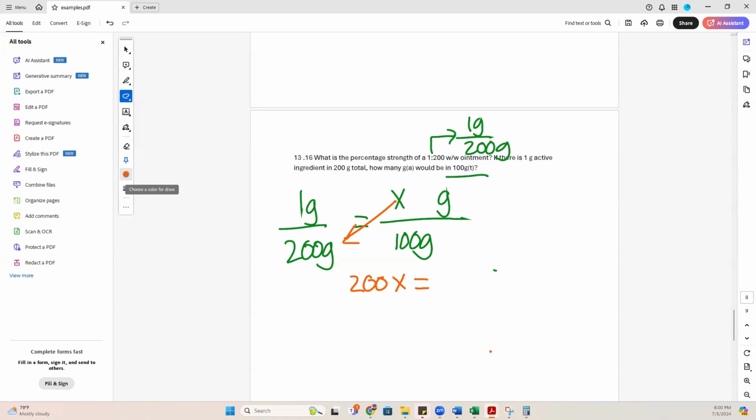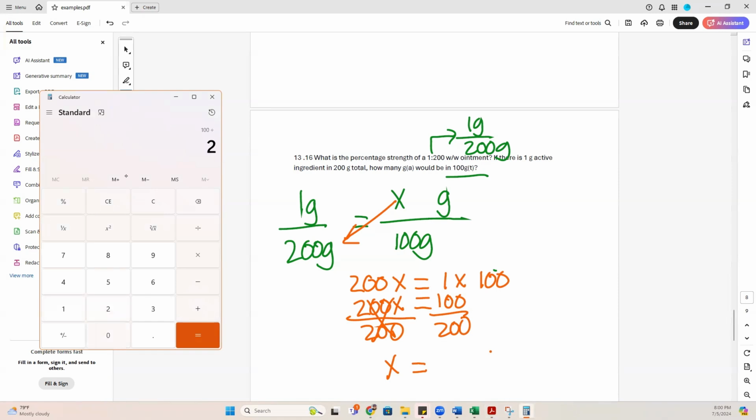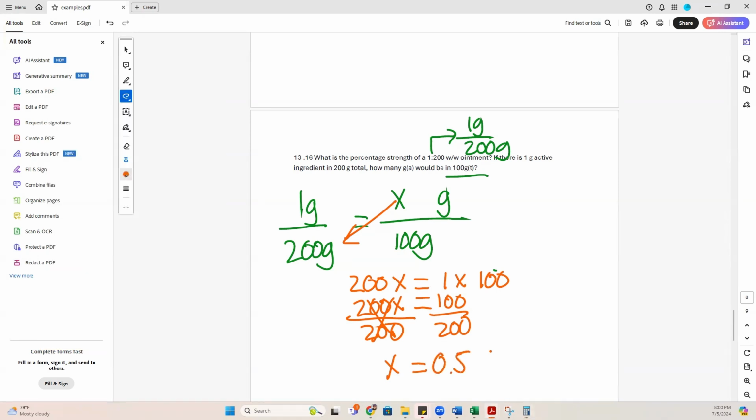200x is equal to 1 times 100. 1 times 100 is 100. 200x is equal to 100. We want to get x alone. So 100 over 200 gives us 0.5 grams. So that means there is 0.5 grams in 100 grams of total ointment, which is the same thing as 0.5% since it's over 100.